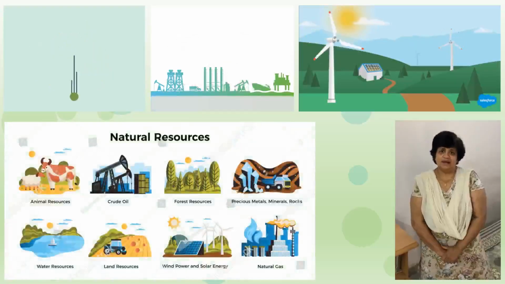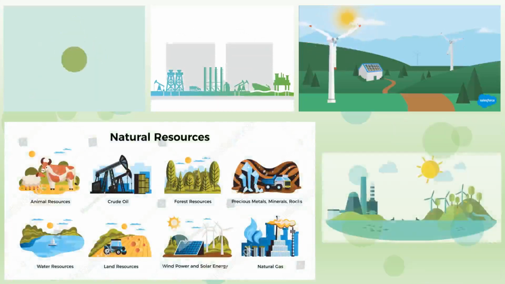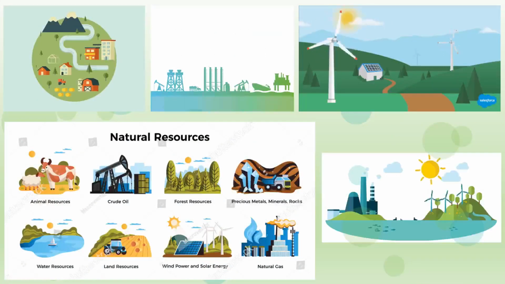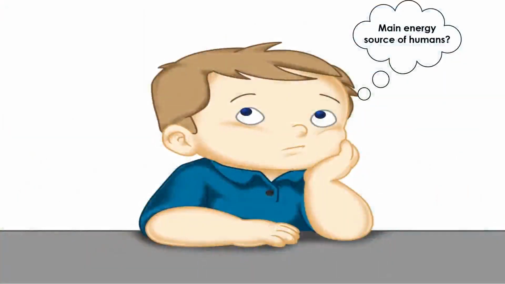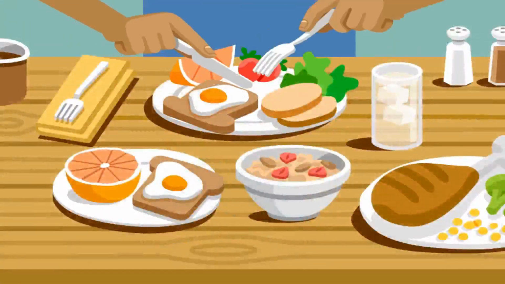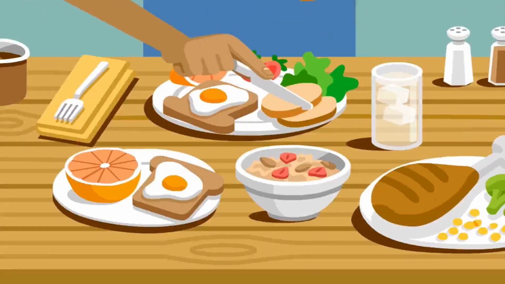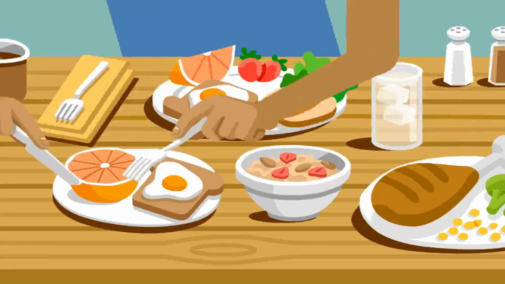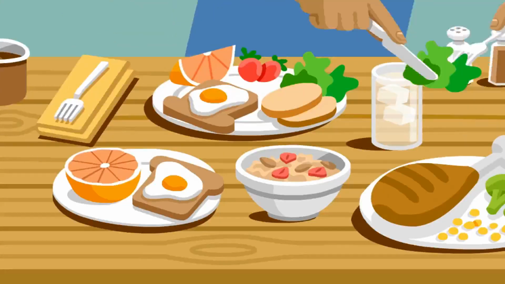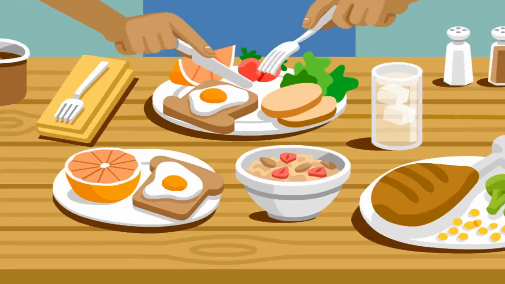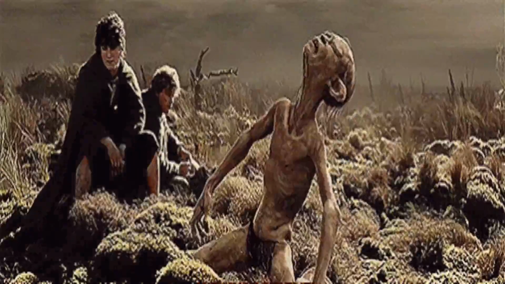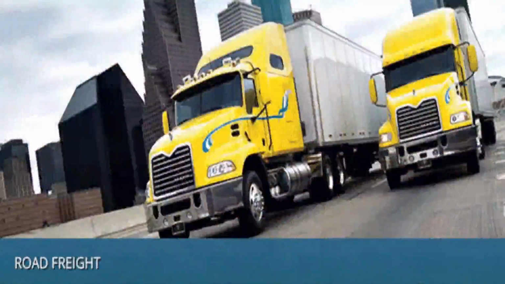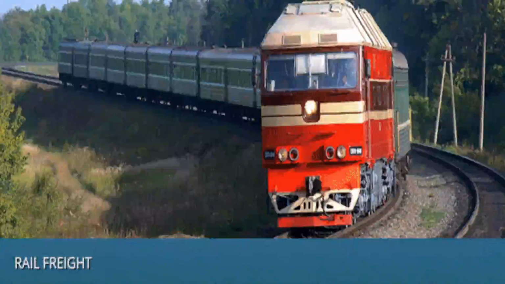Students, let me ask something from you. What is the main source of energy of the human body? Yes, it is food. Food is the fuel that our body needs to keep it in running condition. And students, what will happen to our body if we don't eat food? Obviously, it stops working. In the same manner, all means of transport require some form of energy to move.